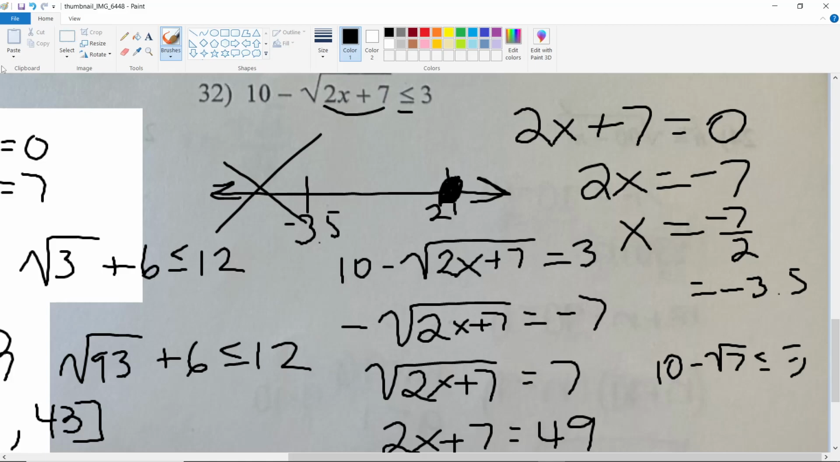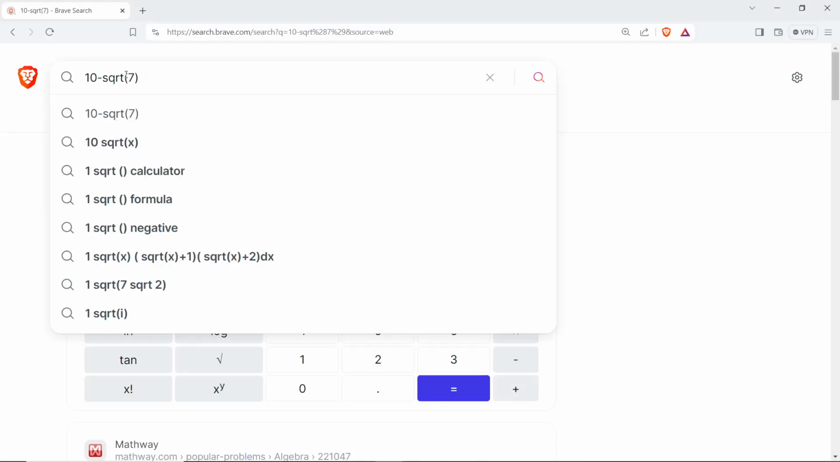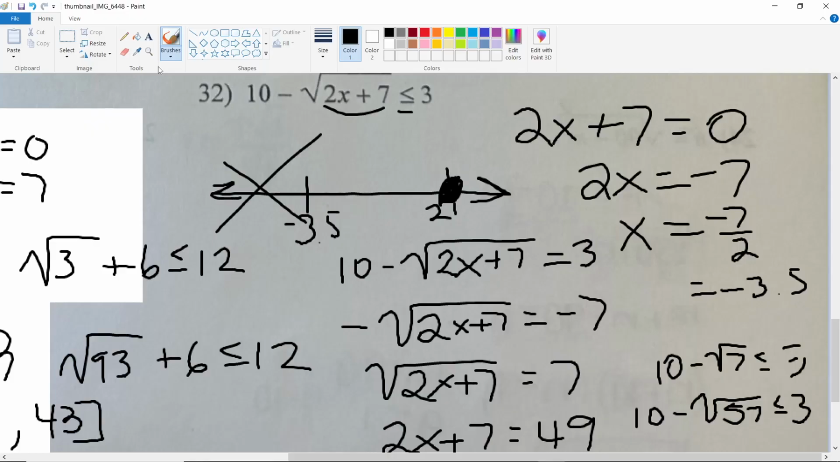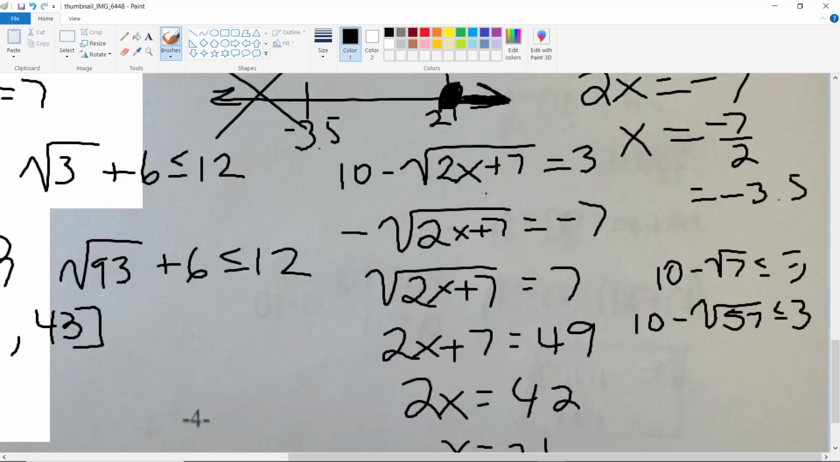Let me try a number bigger than 21. I'll try 25. 2 times 25 is 50. 50 plus 7. So 10 minus square root of 57. Is that less than or equal to 3? I think so, but I will put it on the calculator. 10 minus square root of 57 is 2.45. That is indeed less than 3. So it's going to be shaded to the right of 21. In interval notation, 21's included, so it gets a square bracket, and it goes to infinity, so it gets a curvy bracket.